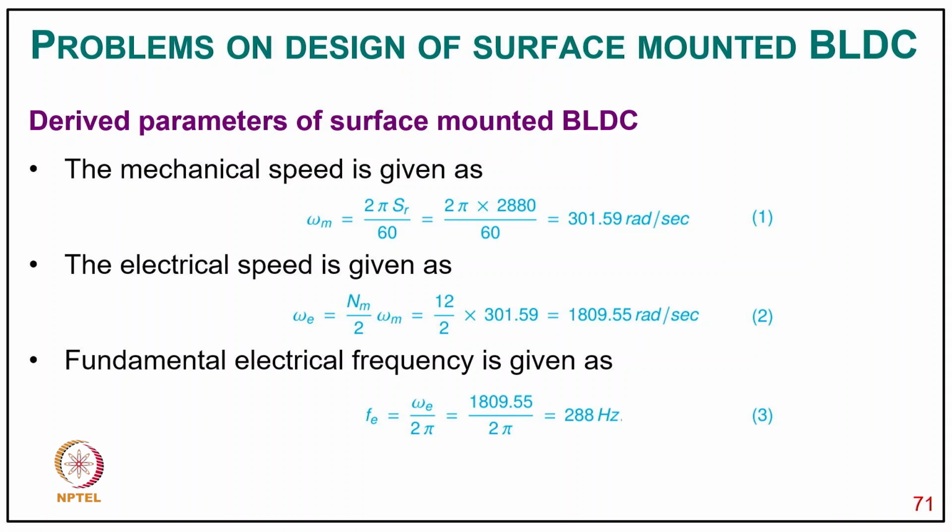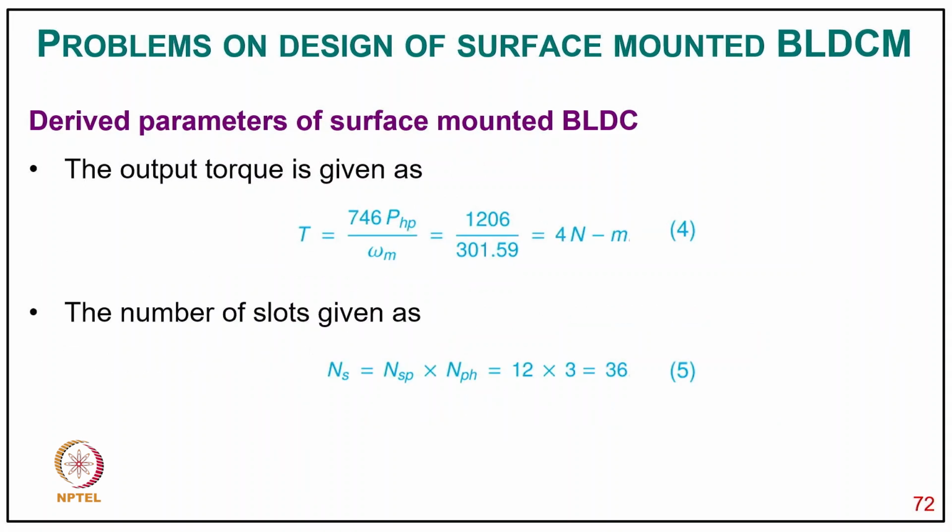Now coming to the mechanical speed, omega m equal to 2 pi N by 60, that comes to 301.59 radian per second, and electrical speed omega equal to Nm by 2 times omega m, that comes to 1809.55 radian per second, and fundamental electrical frequency f equal to omega upon 2 pi, that comes to 288 hertz, and output torque is T equal to 746 times hp upon omega m, that comes to 4 Newton meter.